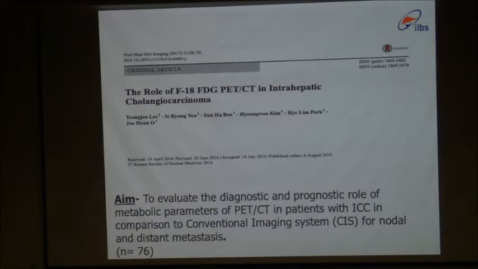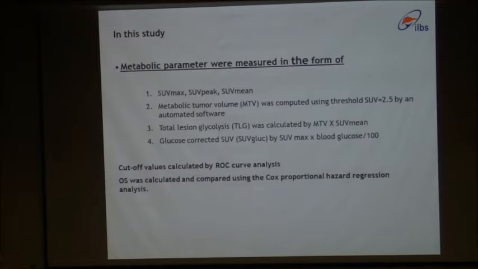The patients included were 76. The metabolic parameters were measured in the form of SUV max, SUV peak, SUV mean. Metabolic tumor volume was also computed using the threshold SUV equal to 2.5 by automated software. The total lesion glycolysis, TLG, was calculated by MTV times SUV mean, and glucose-corrected SUV was calculated by SUV max times blood glucose divided by 100.